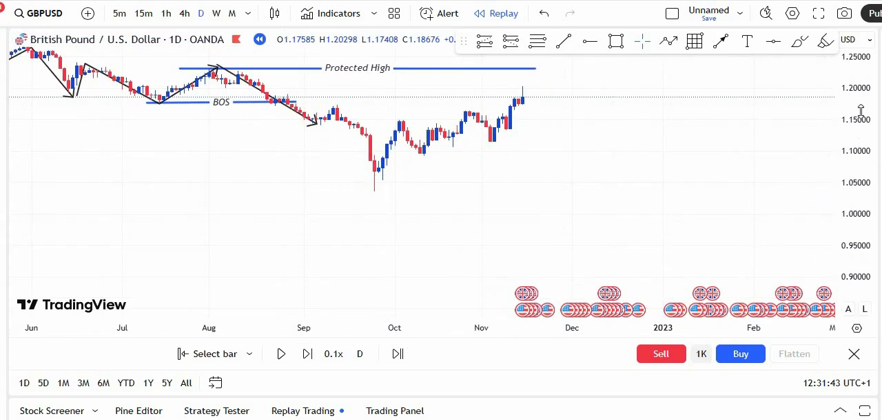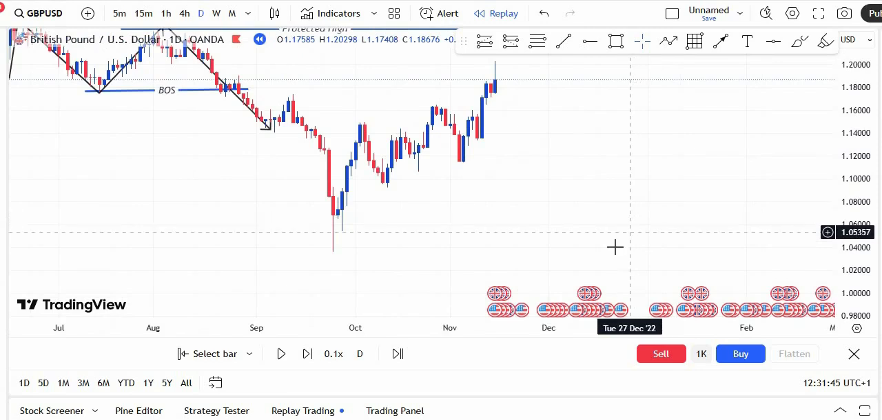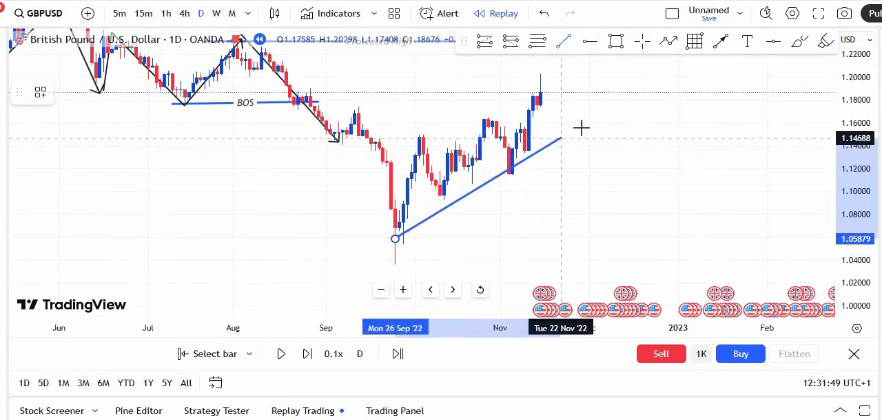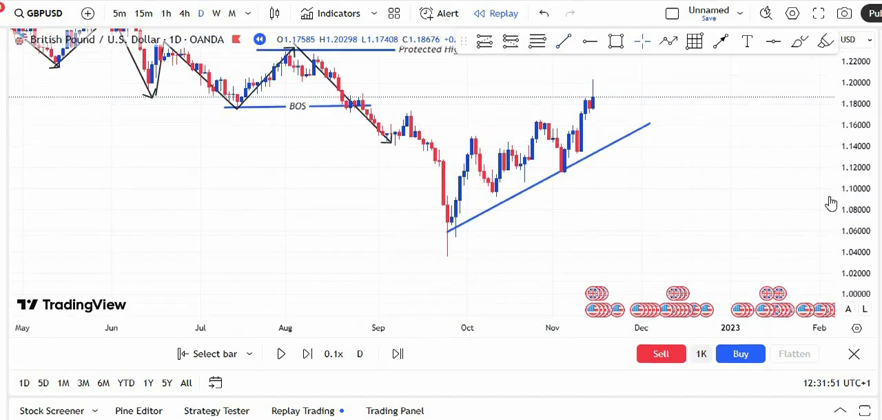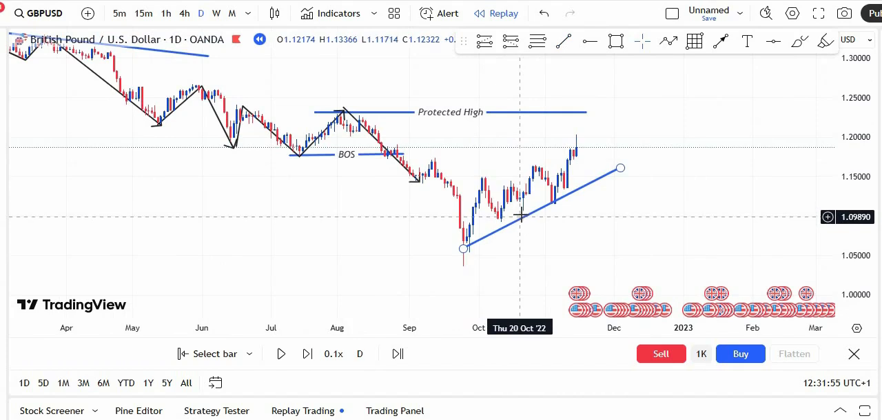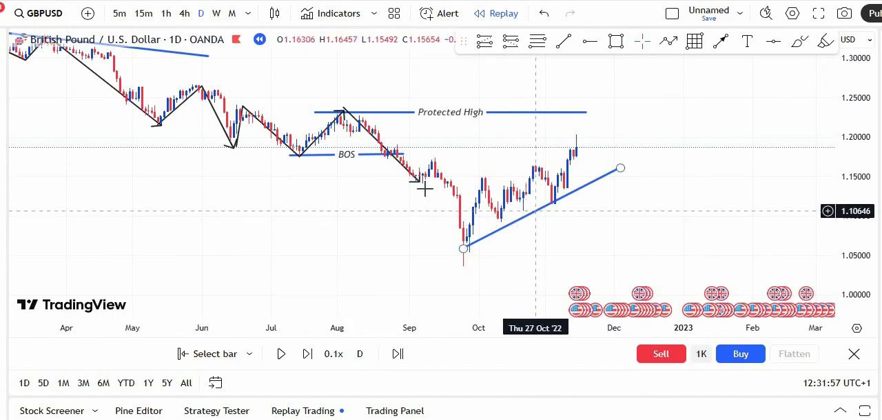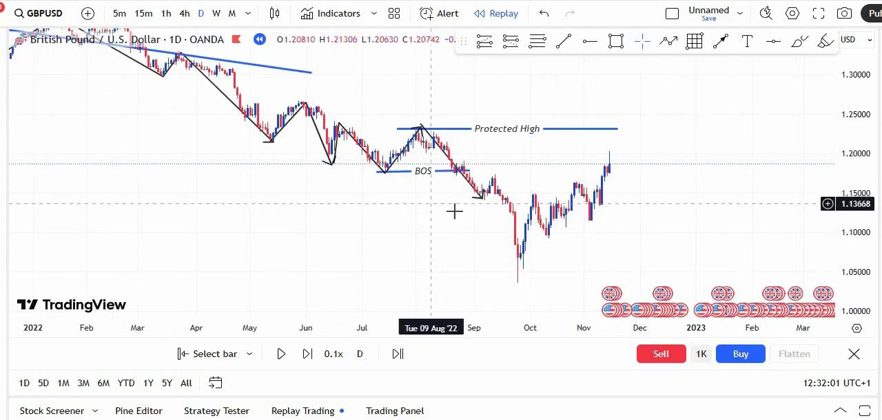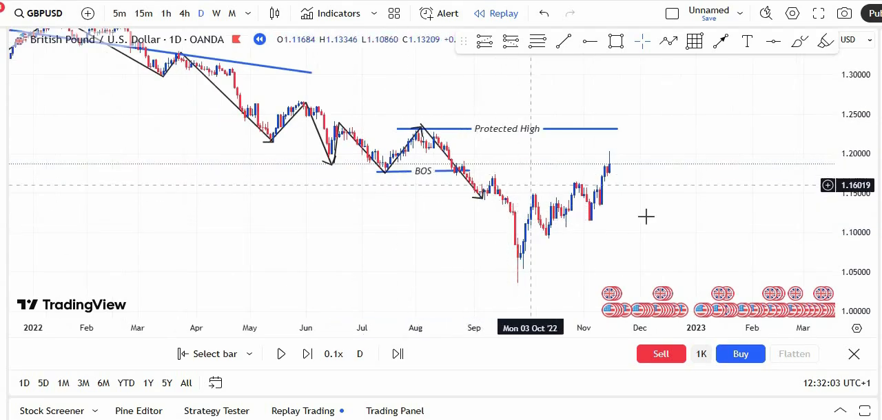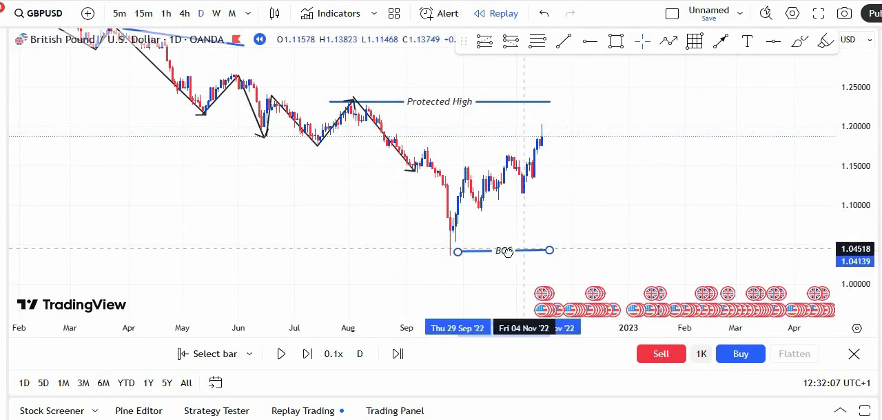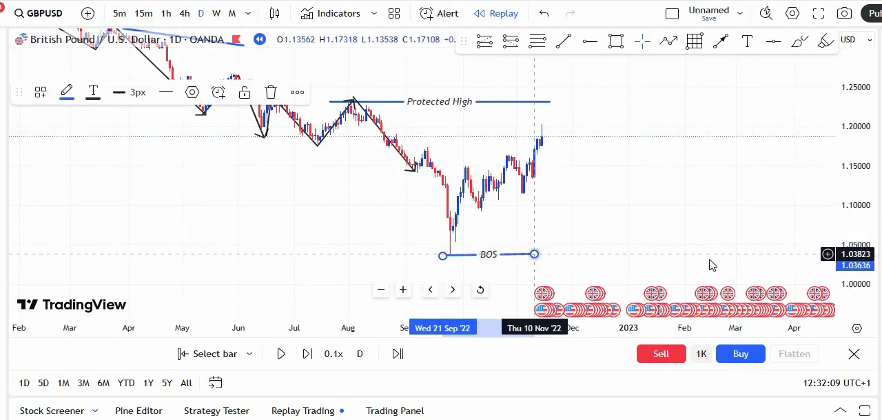So as you can see, little by little, we are now having another trend line. Market starts having these little things. Once you start seeing something like this, you understand that the market is trying to move to the upside. But the first thing for us to do is to understand where our protected high and protected low are. So this is our protected high, then our protected low will be this zone right here.